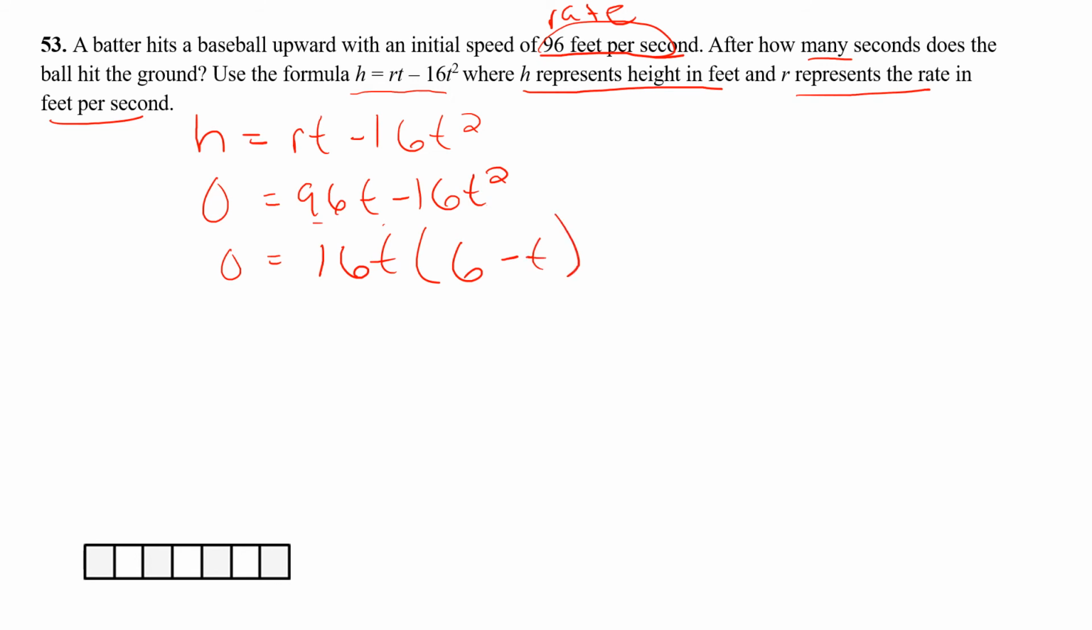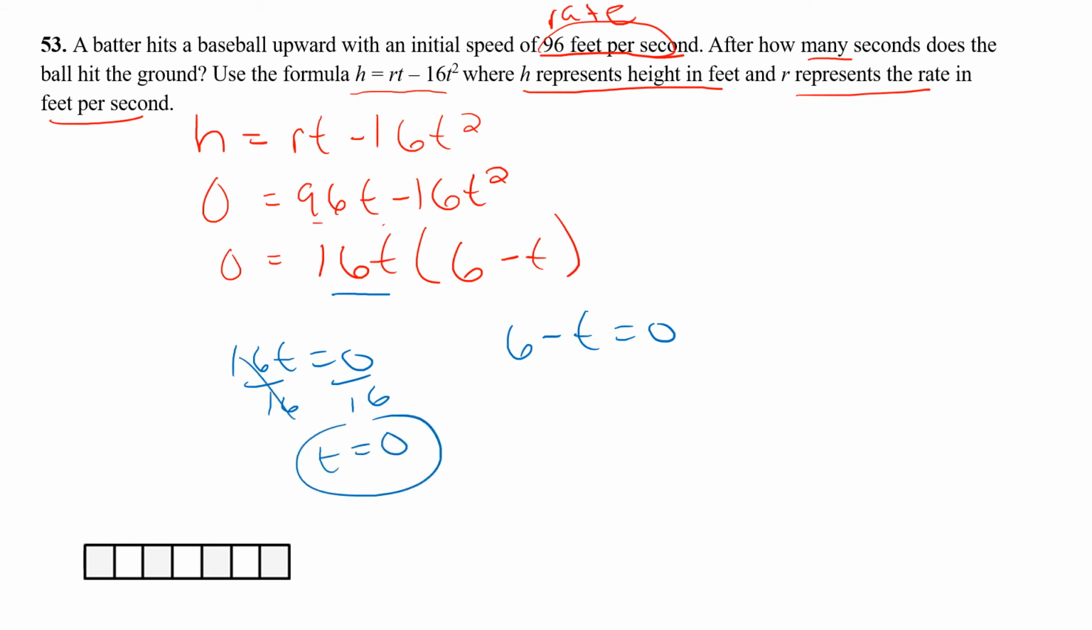And then I want to set each one equal to 0 here. So 16t equals 0. 6 minus t equals 0. All right, solving. 0 divided by 16, of course, is just 0. And I'm solving for t. And since that's a negative t, I divide through by negative 1. So t is 6. So my time here is 6.